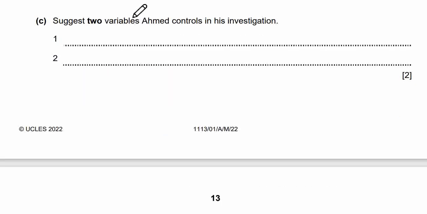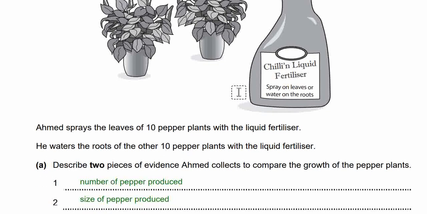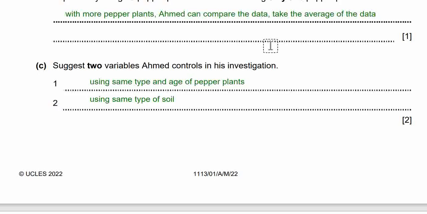Question C. Suggest two variables Ahmed controls in his investigation. First, to compare and only change one variable, that is the way he applies the fertilizer. One is by spraying the leaf, second is by watering the roots. So he has to keep all the other variables the same, that will be the same type of pepper plant, the same age, and also the same soil. Let's type that down in the answer slot. So using the same type and age of pepper plants, using the same type of soil.